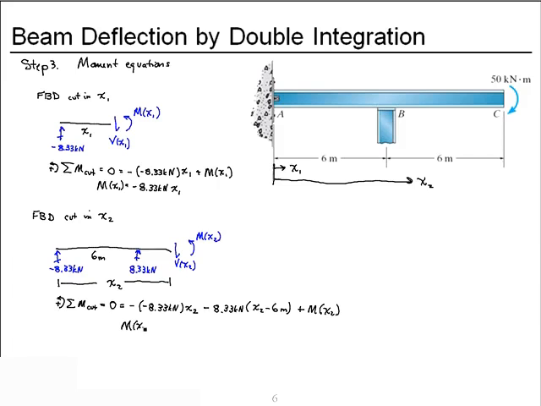Solve for the moment at x2, and we get all of the terms with an x2 in it cancel out. So all we get is minus 50 kilonewton meters. So our moment equation is a constant, a flat line.